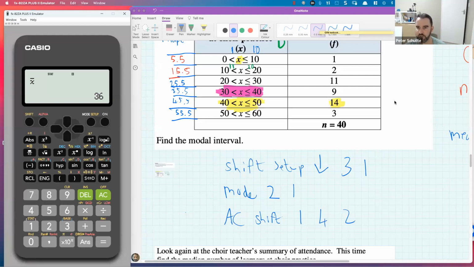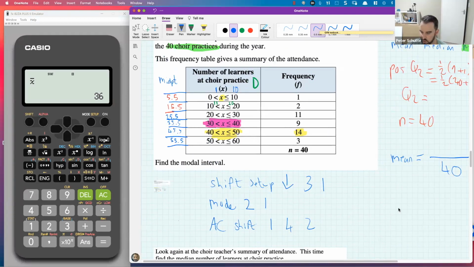Put 36 in the chat if you got 36 on your calculator. If you got something different, put that something different. And this is what we call an estimated mean calculation. So we estimate that the mean is 36 from this grouped data table. So the estimated mean is 36.